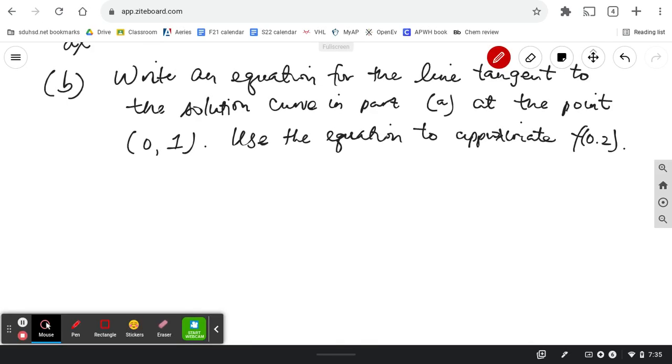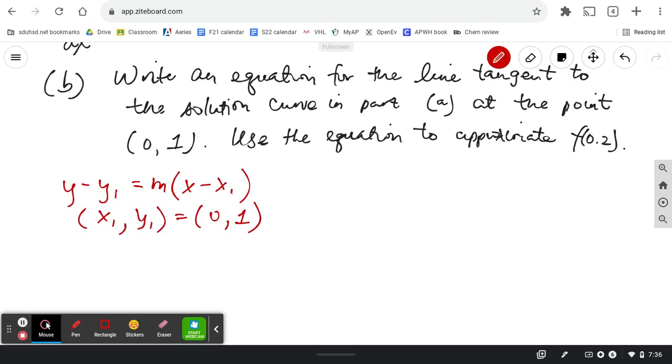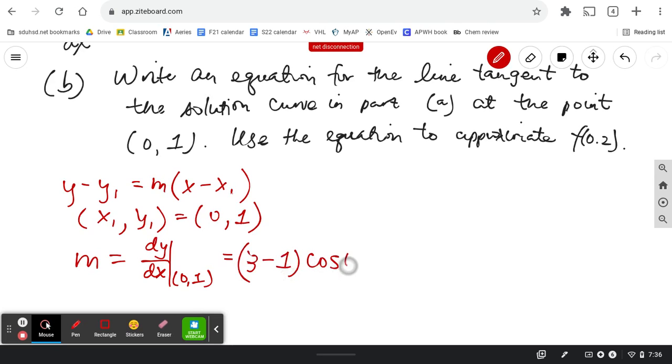We can first put the line into point slope form so that it's easier for us to see what we need and what we already have. Point slope form is y minus y1 equals m, the slope, times x minus x1, for point (x1, y1). We already have the point (0, 1). We can just solve for the slope by plugging this point into the differential equation. So the slope would be equal to dy/dx at the point (0, 1). The equation is just 3 minus y times cosine of x. So we can say 3 minus 1 times cosine of 0, which is 2 times cosine of 0, which is just 2 times 1, which is just 2.